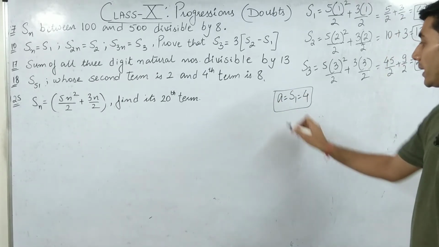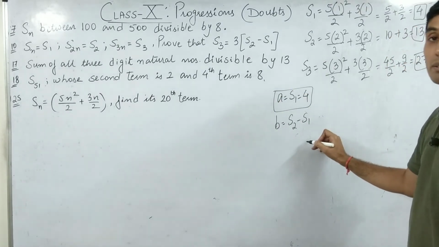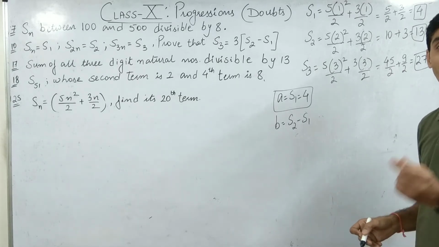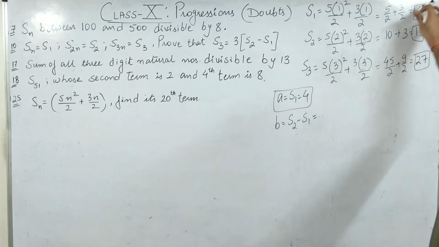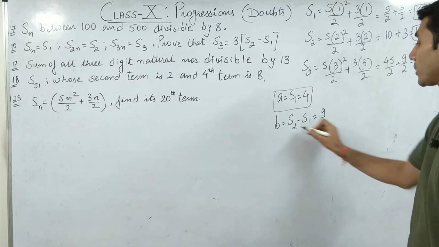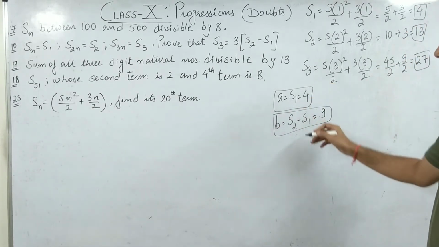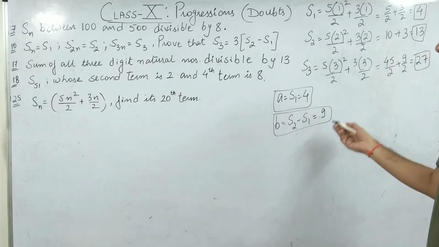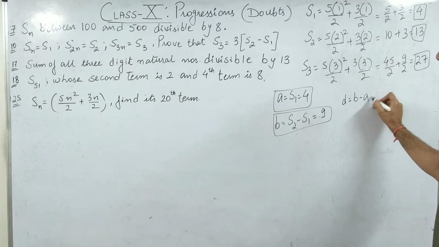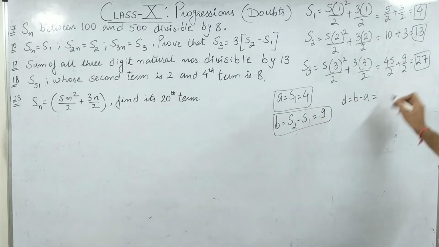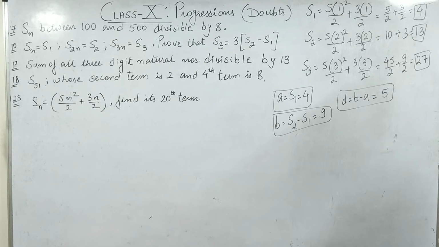How will you find out B? B can be found out by S2 minus S1. Remember the formula from the first day, Sn minus Sn-1. So S2 minus S1. What is S2? 13 minus 4 comes out as 9. Got it? So this is your first term, this is your second term. And now guys, it's common sense. What is D? D should be equal to B minus A, which is 9 minus 4, which comes out as 5. So the value of D is 5.